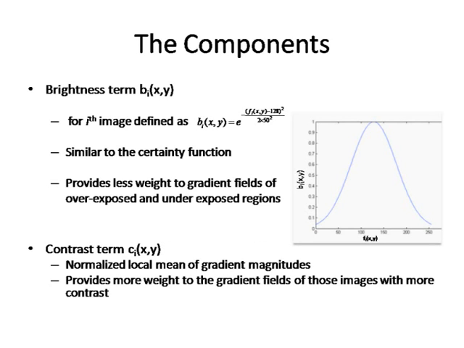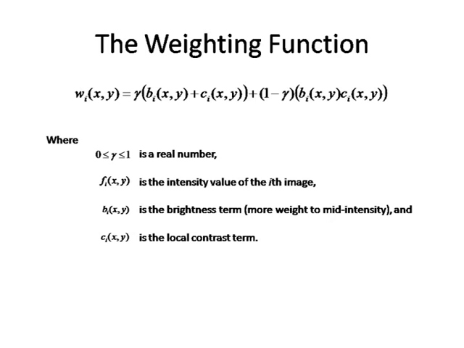We have two components in the weighting function, the brightness term and the contrast term. The brightness term is a Gaussian function of the intensity values as shown here. This function gives more weight to the well-exposed regions while penalizing the overexposed and underexposed regions. The contrast term is the local mean of the gradient magnitudes, which provides more weight to the gradient fields of those images with more local contrast.